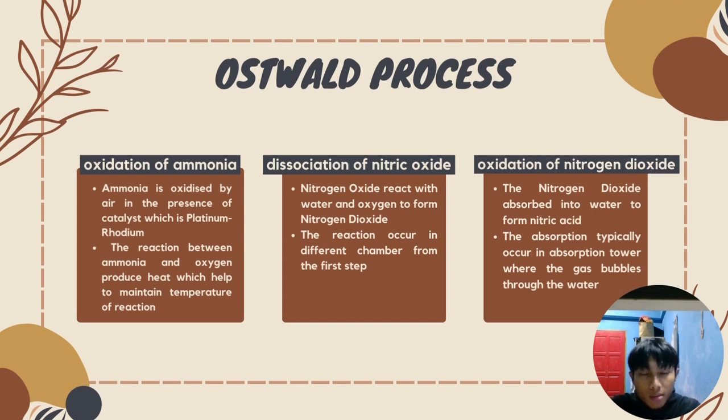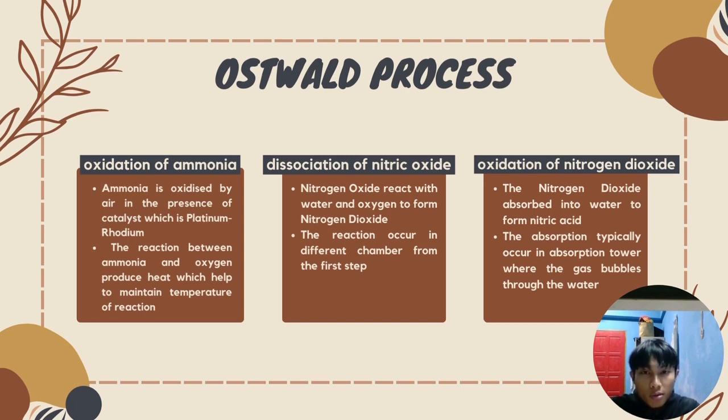So next I will explain about the Ostwald process. This process is used to produce the nitric acid. So there are three steps involved. First of all, oxidation of ammonia. So ammonia is oxidized by air in the presence of catalyst, which is platinum rhodium, and the reaction between ammonia and oxygen produces heat, which helps to maintain temperature of the reaction.